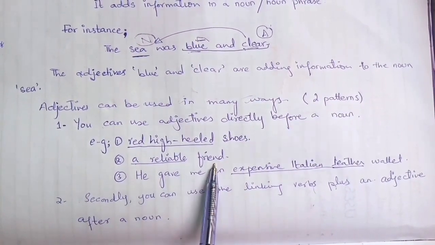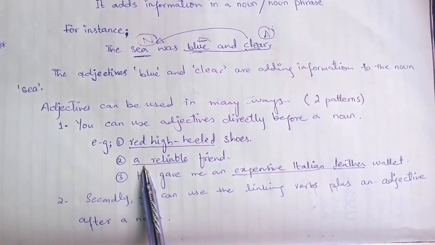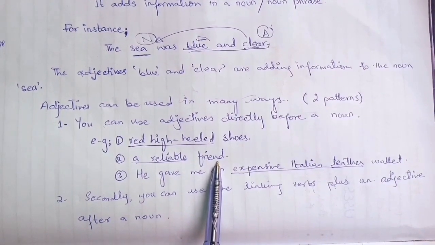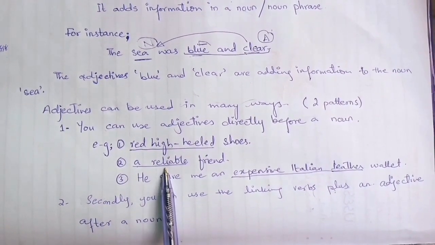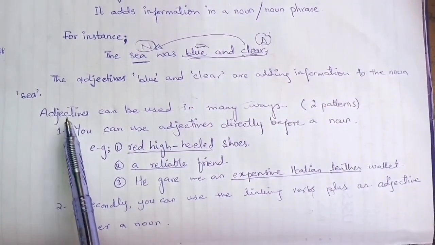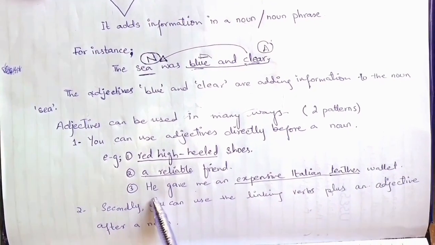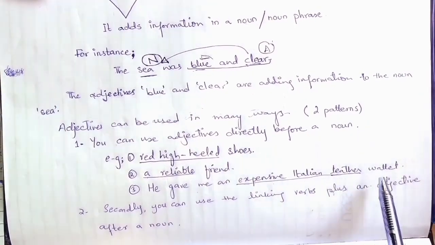Secondly, a reliable friend. Over here, friend is a noun, and reliable is adding information to the friend, that the friend is so reliable. It is telling you the quality of a friend. So quality is also an adjective. Number three is, he gave me an expensive Italian leather wallet.